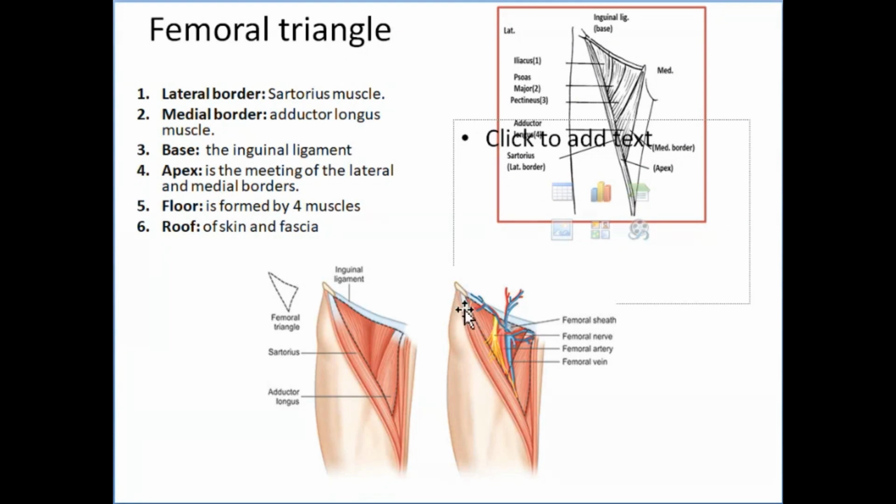So its lateral boundary is formed by the sartorius muscle. Then it has a medial boundary which is formed by the adductor longus. The base is formed by inguinal ligament. The apex is formed by the meeting of the lateral and medial border. And the floor has four muscles. If you remember, just now we discussed, the first one is the iliacus, the second one is psoas major, because ilia and psoas, iliopsoas, they are together. Okay, the third muscle is the pectineus, the fourth muscle is the adductor longus. It will form the floor of the femoral triangle. The roof will be formed by the skin and fascia.